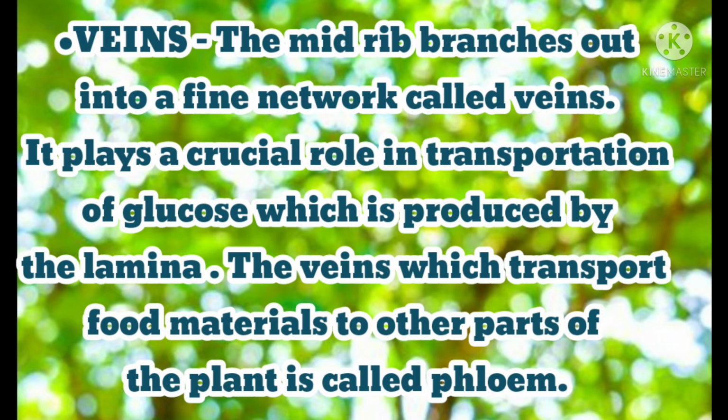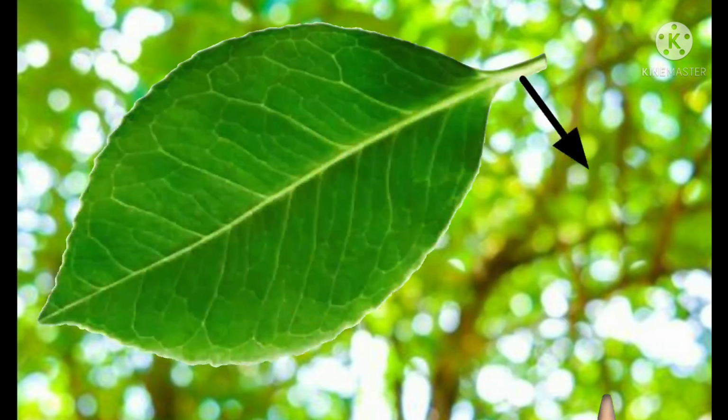Third, veins. The midrib branches out into fine network called veins. It plays a crucial role in transportation of glucose, which is produced by the lamina. The veins which transport the food materials to other parts of the plant is called phloem.